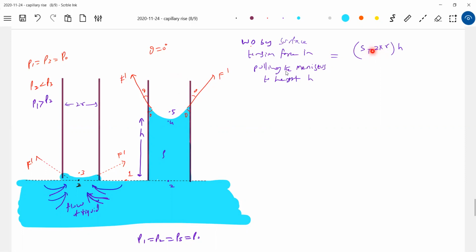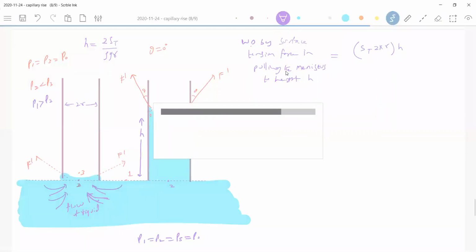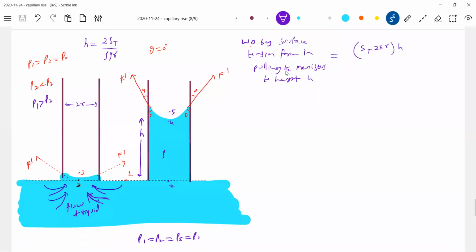I think by this time you know how to calculate force due to surface tension. ST into 2 pi r. To what height has it undergone displacement? This much here. Okay, now we know what h is equal to. Anybody? What shall I write? 2ST by rho g r. The liquid will rise to this much height. Substitute that here. 2 pi ST r h is 2ST by rho g r. The r gets cancelled. So 2 pi ST square, now 4 pi ST square by rho g.